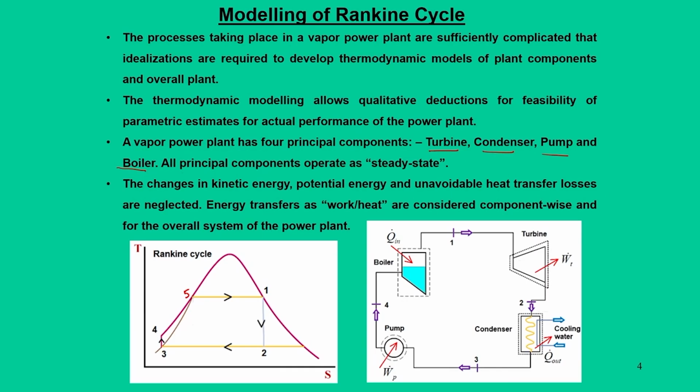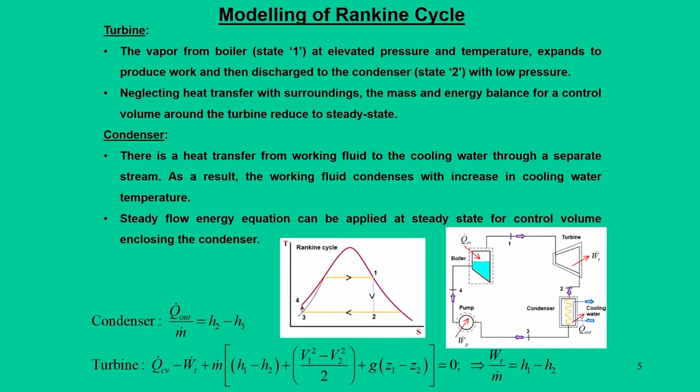Other assumptions that we make: changes in the kinetic energy, potential energy, and wherever there are unavoidable heat losses, they are neglected, and energy transfer is either interpreted as work or heat, and they are considered component wise. And once we consider it component wise, then we can bring out the total information about the overall system. Now, let us understand each component one by one.